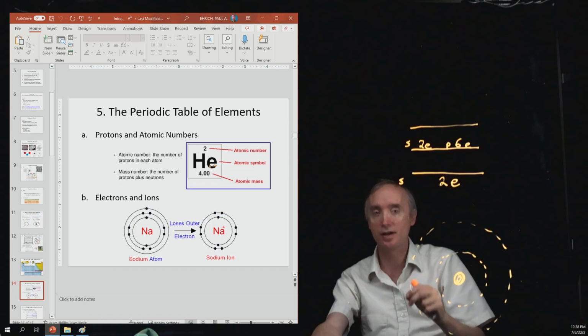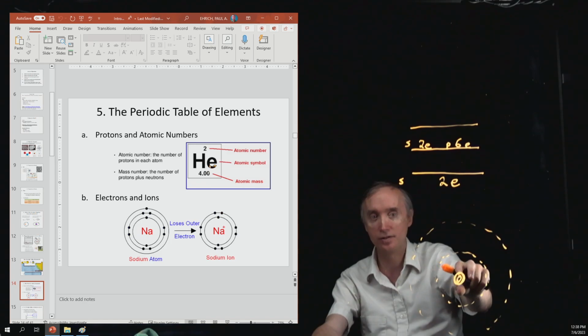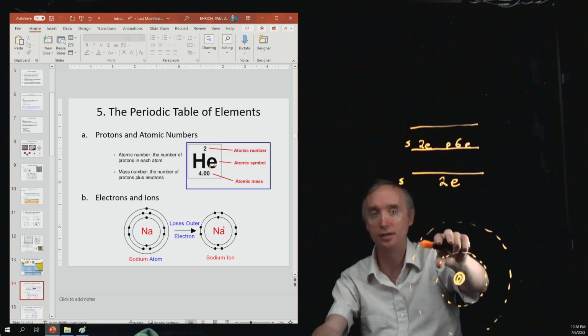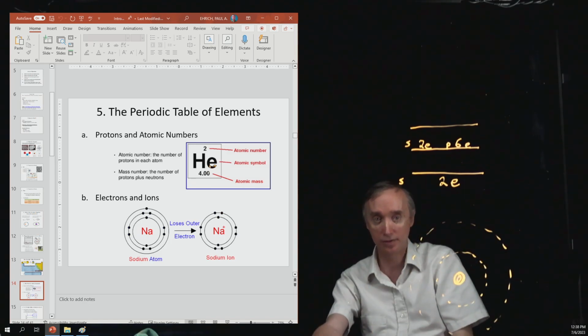Now you might be wondering, well, what about the number that has the decimal point? That is the atomic mass. That includes the effects of the neutrons in the nucleus. So the combination of the protons plus the neutrons gives you the atomic mass.